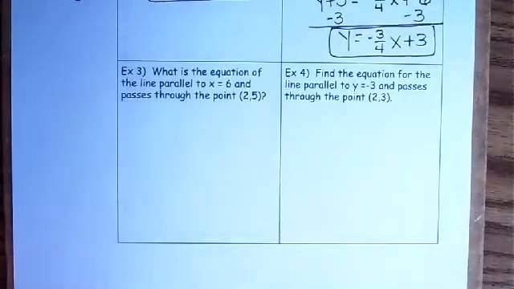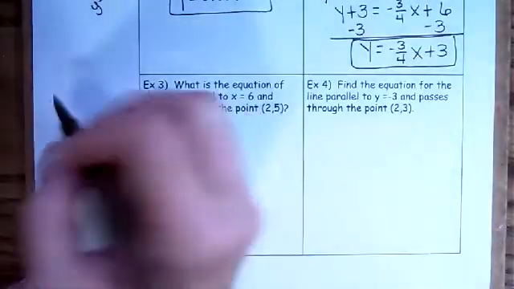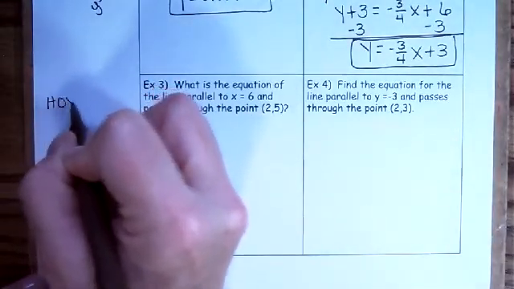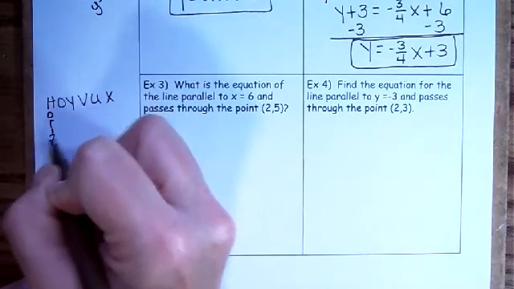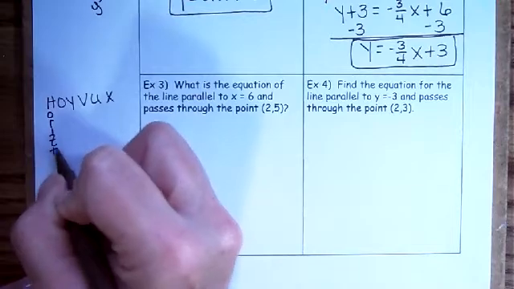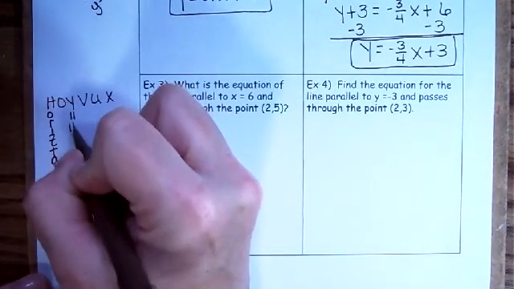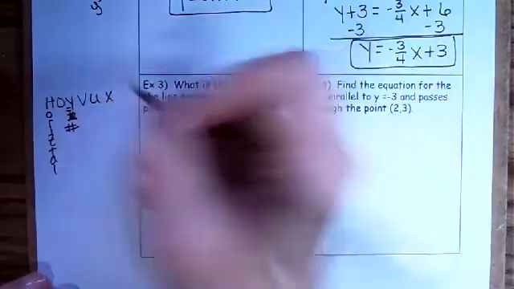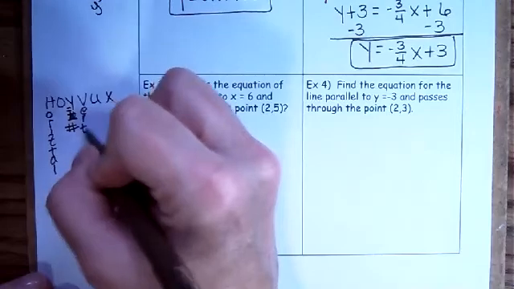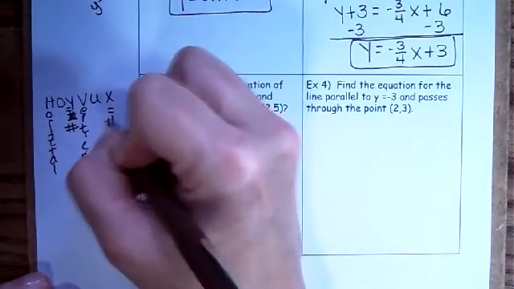Now, the last two examples go with HOVE's. Let's just do a super quick review of HOVE's right here. HOVE's means that horizontal lines have an equation of y equals a number. A vertical line means that you're going to have x equal to a number.